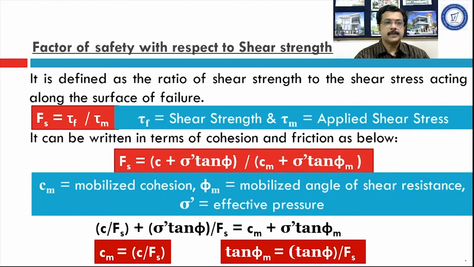Now the first factor of safety is with respect to shear strength. It is defined as the ratio of shear strength to the shear stress acting along the surface of failure. So what is meant by shear strength? This shear strength is nothing but tau f or small s. As we discussed before, it is C plus sigma tan phi. If effective parameters are known to us, then the effective cohesion is C dash, the effective normal stress is sigma dash, and the effective angle of internal friction would be phi dash.